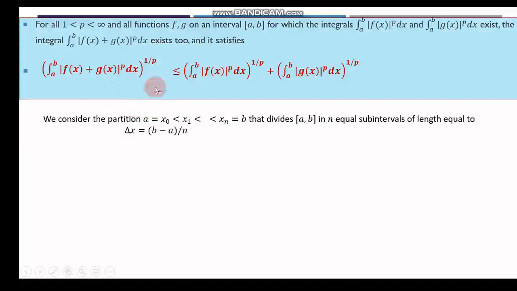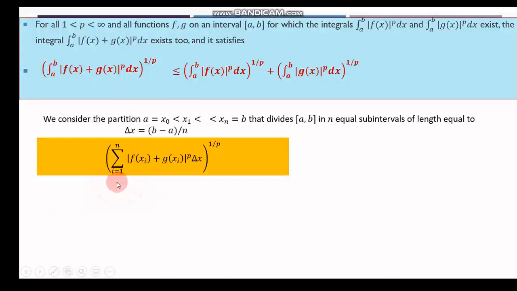So let us see. We know that for the Riemann integral we partition, right? So let's suppose the partition is a equal to x0, x1, etc., xn, which is equal to b, in the closed interval a comma b, with n equal intervals. Then the sub-interval length delta x equals (b minus a) by n. Now you consider this term: sum, sigma i equal to 1 to n, mod f of xi plus g of xi raised to p delta x whole raised to 1 by p.